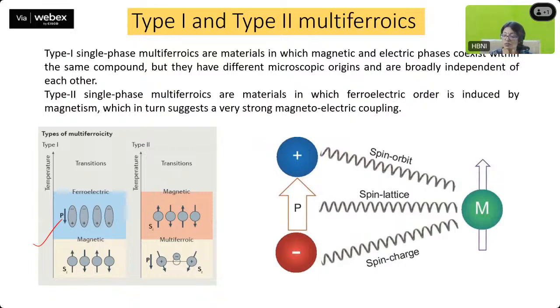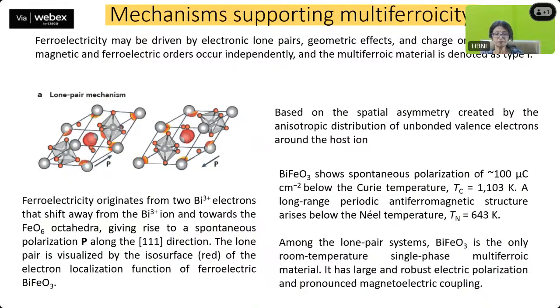As you can see, the electrical polarity is shifting between negative and positive, and in this case, you have a magnetic material. So you can have a spin orbit coupling, a spin lattice coupling, and a spin charge coupling. These three different effects play together and give you a multiferroic material.